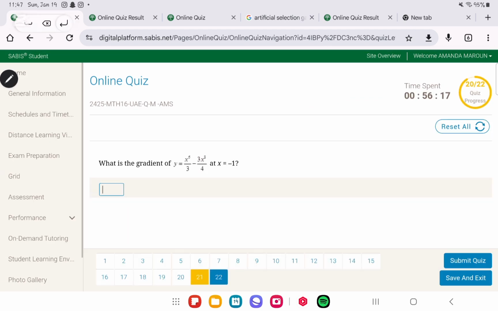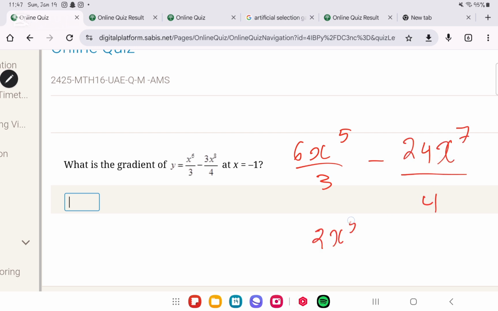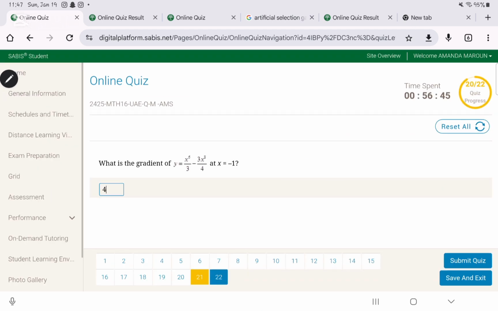Now they need to find the gradient. Very simply, to find the gradient, we just need to find the derivative. So it's gonna be 6x to the power of 5 over 3 minus 24x to the power of 7 over 4. So 2x to the power of 5 minus 6x to the power of 7. Substitute -1. It's gonna then become -2 plus 6, which is 4. So the gradient is 4.